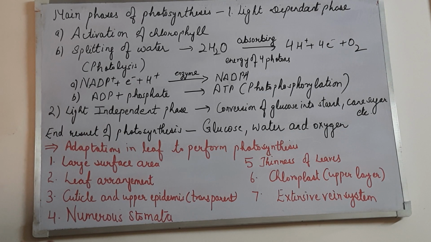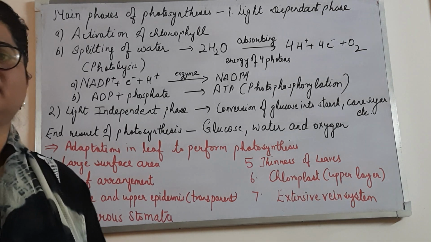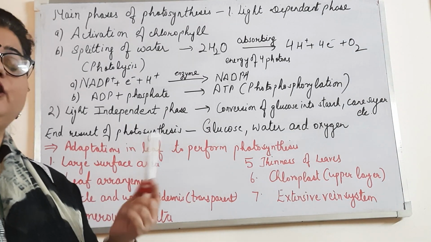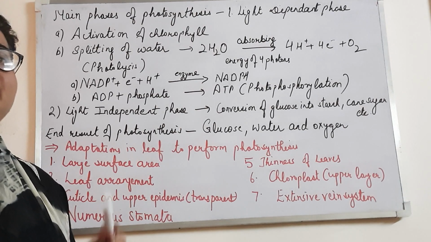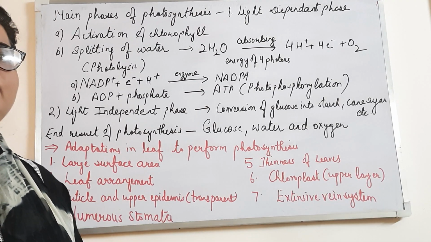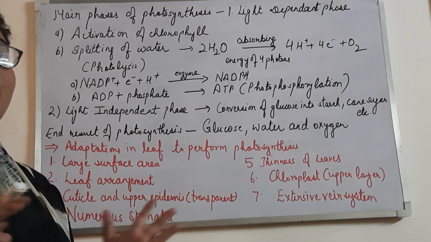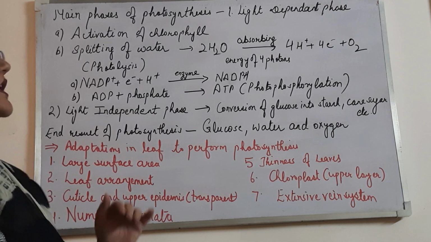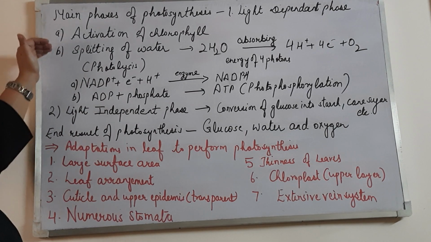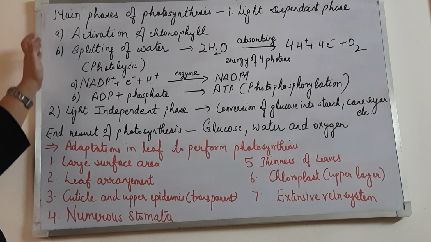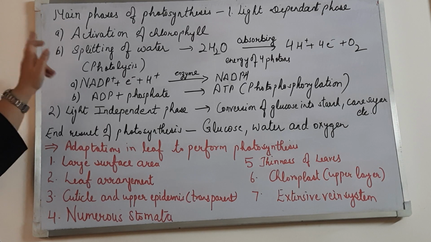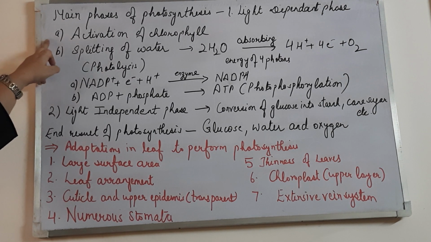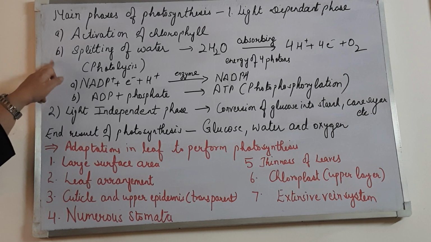Now why do we say the first phase is light dependent phase? Because it totally depends on the light. Whenever there will be sunlight, only then it will occur, otherwise it will not occur. So this phase happens in two ways or two phases, we can say. First of all, A phase happens, then B phase happens.